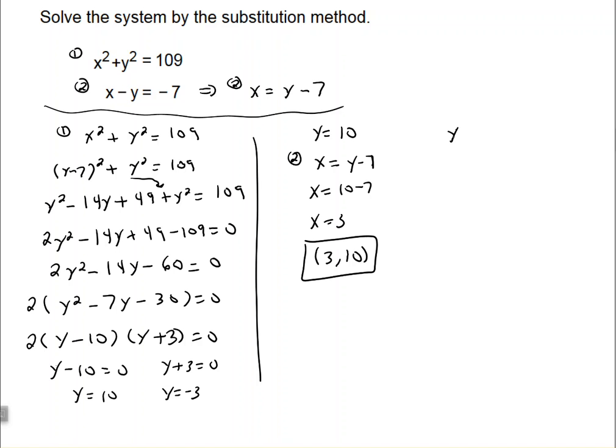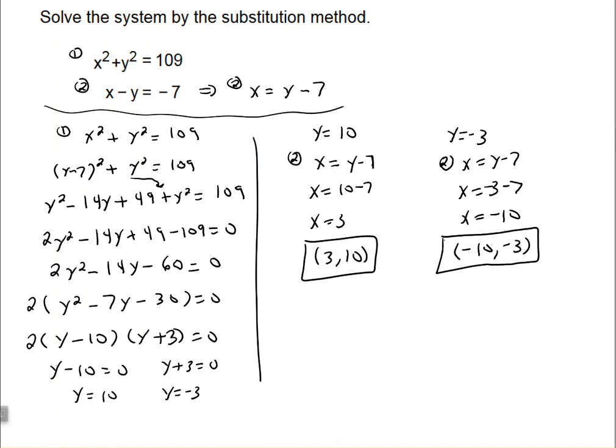How about when y equals negative 3? Well, using the modified equation 2 again, we get 3 or negative 3 minus 7, which is negative 10. So when that gives us the point negative 10, negative 3.